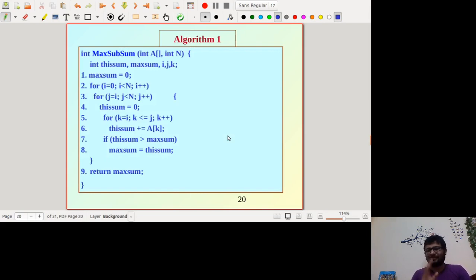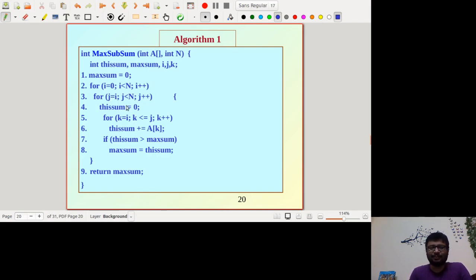So here is a very basic algorithm for solving this problem. This is probably one of the first things that one would think of if presented with this problem. So basically you go over all blocks and see which one gives the maximum sum. Max sum is initialized to 0. And then you consider all possibilities for i and j. So i begins from 0 and goes up to n minus 1. j begins from i, because j is at least i, and goes up to n minus 1.